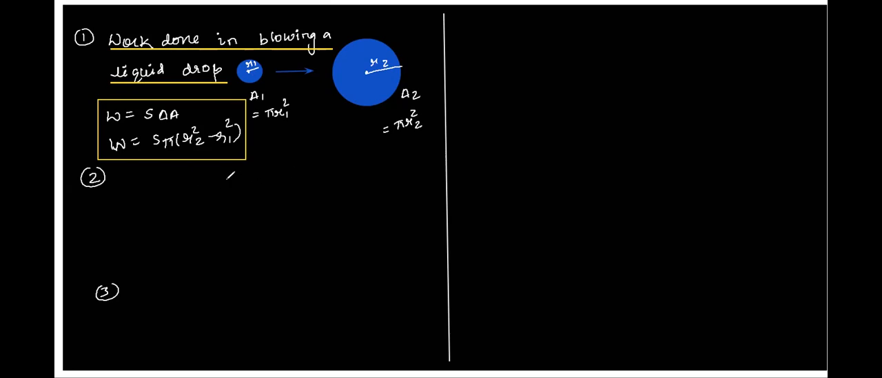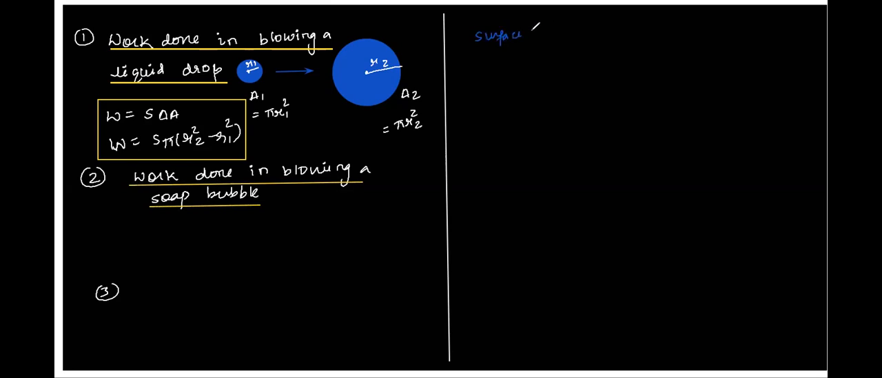Next one is, let's say now we are talking about work done in blowing a soap bubble. A soap bubble is something which we all have experimented with when we were little children, and we sometimes even keep doing this even now. What is so magical about it? See here, a soap bubble, tell me, has how many surfaces? When I say a surface, remember, I am talking about that surface which is in touch with air. How many such surfaces are there?